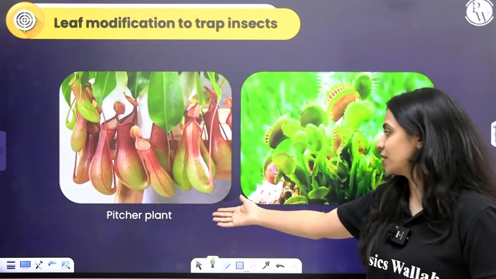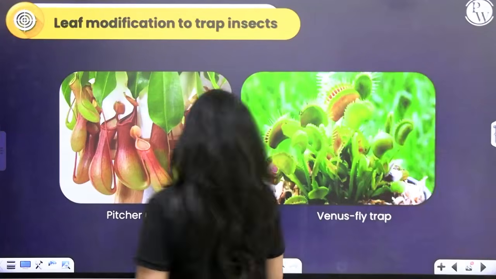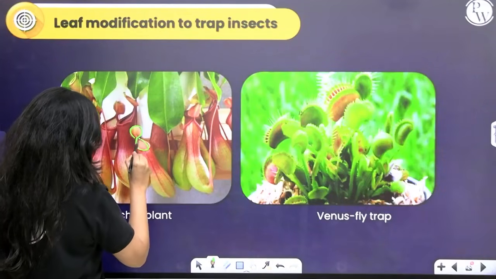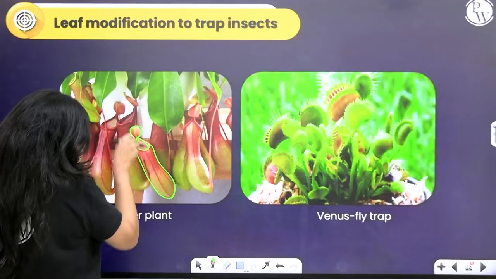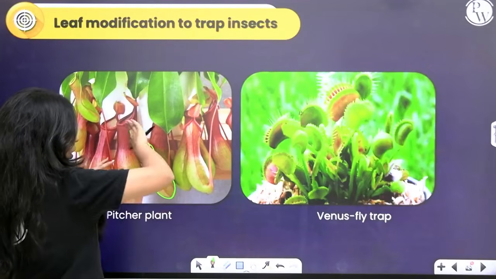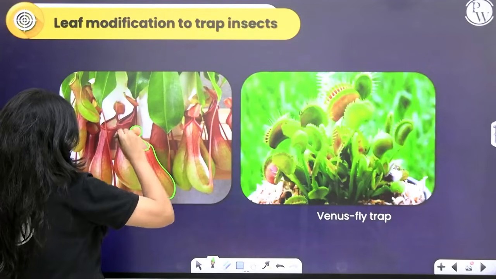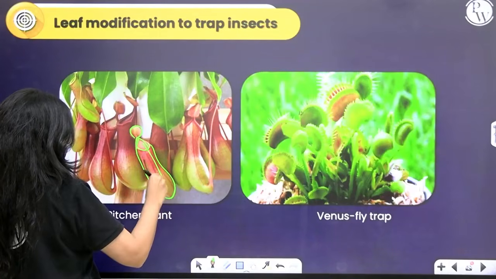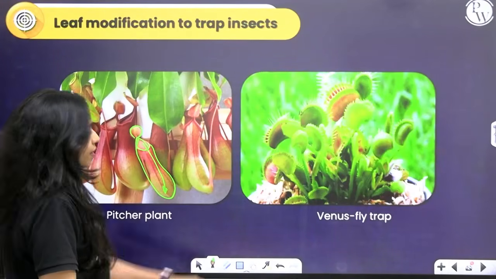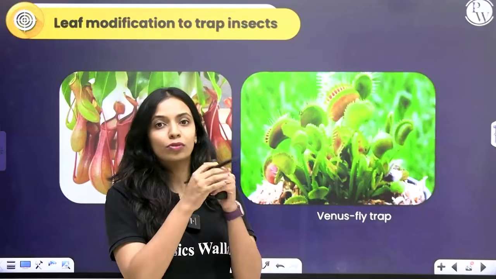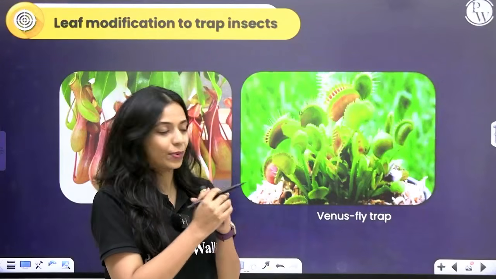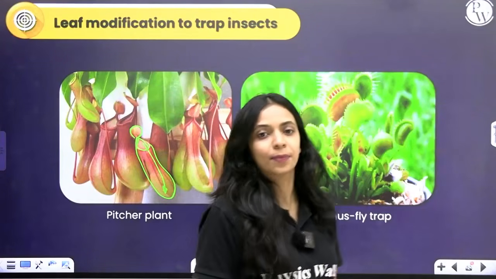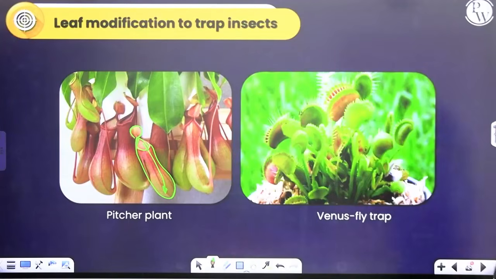For example, if you look at this pitcher plant, the leaf is modified to form a pitcher like structure. Okay, so inside this all the digestive juices will be present. The walls of this are very slippery, so if an insect gets attracted to this pitcher and goes inside, it will slip down and fall down and get digested. Here also you can see leaves modified to form trap like structures that can trap insects. This is a Venus flytrap plant. So that's about leaf modifications.